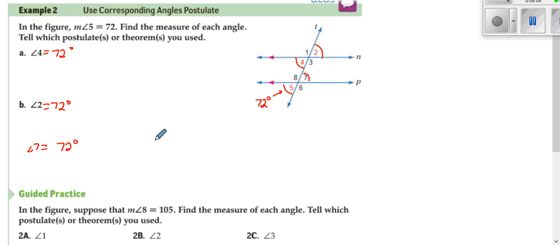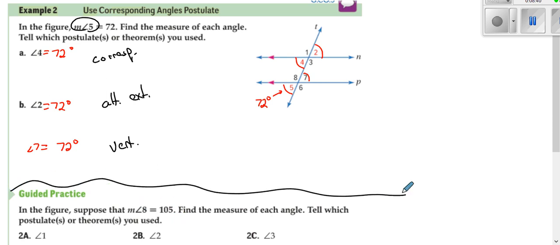These are vertical angles. So angle 4 in relation to angle 5, those are corresponding. Angle 2 was alternate exterior. And angle 7, vertical angles, in relation to angle 5. Now it throws in here at this bottom, this extra practice, angle 8 is 105. I'm going to actually change this and ignore this for just a second. Let's go up here and say, well, what then would these other angles be? 1, 3, 8, and 6.